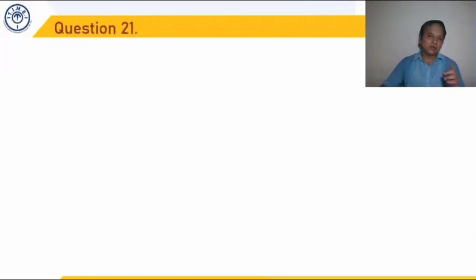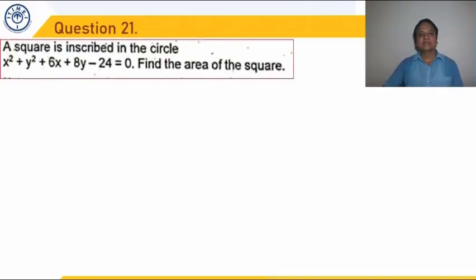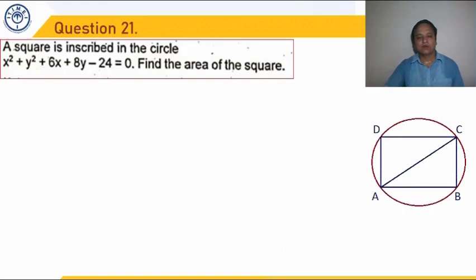Now question number 21 of the handout. It says a square is inscribed in the circle. Inscribed means the square is inside the circle and its 4 vertices lie on the circle. We have to find the area of the square. Now this circle equation has both x² and y² coefficients as 1. The second degree equation does not contain the term xy. We draw the figure first.